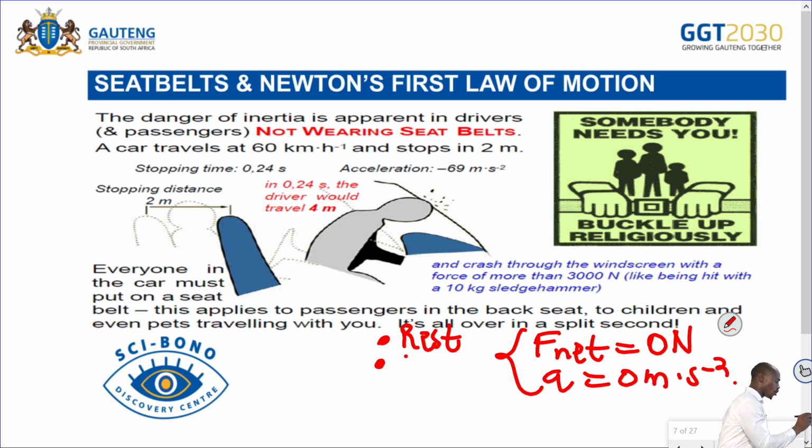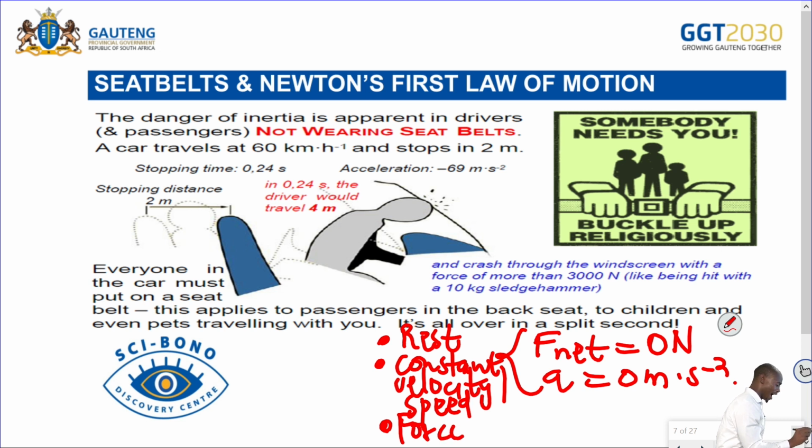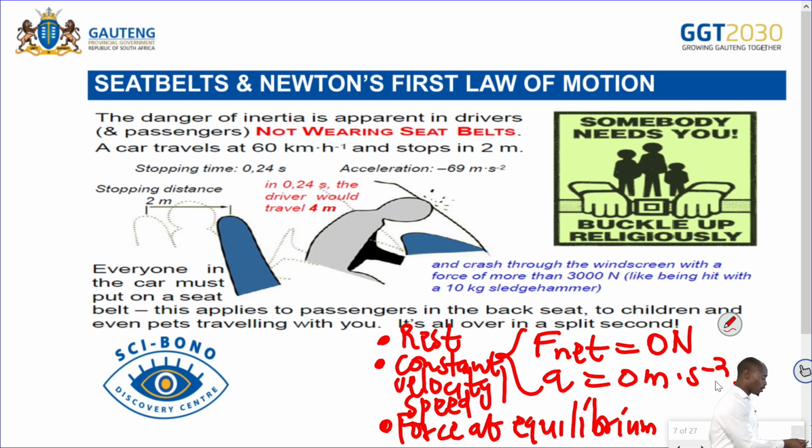If an object is moving at a constant velocity or speed, and also, if we are told that the forces acting on an object are at equilibrium, right? So if forces acting on an object are at equilibrium, or an object is at rest, or an object is moving at a constant velocity, that is application of Newton's first law. And if it's application of Newton's first law, net force acting on that object will be equal to 0.